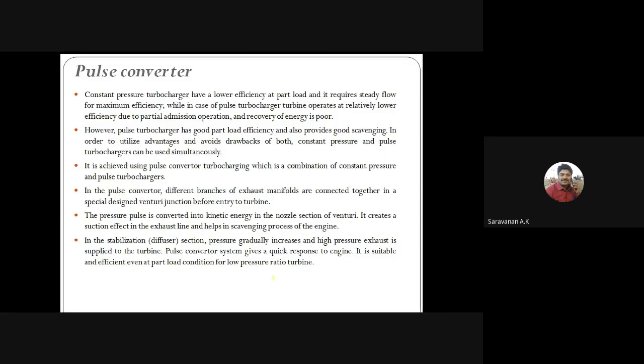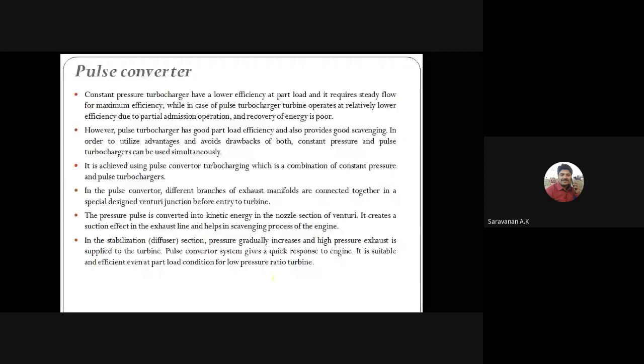Now the diffuser, and the nozzle shape. What is the difference between the nozzle and the diffuser? The shape will be the opposite. For the diffuser the pressure will gradually increase, whereas with a nozzle we reduce the pressure and increase the velocity. For stabilization we are using the diffuser section. In the diffuser section the velocity will be reduced and the pressure will be increased, so that the higher pressure exhaust is supplied to the turbine.